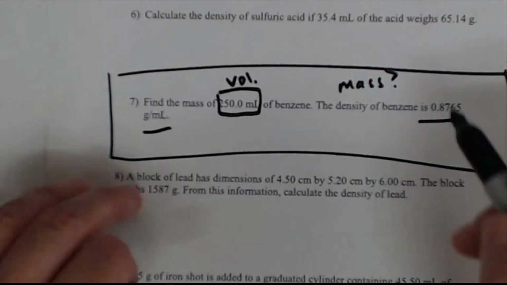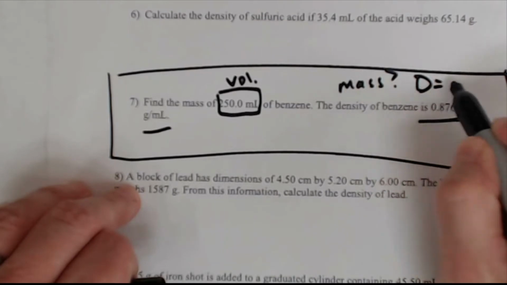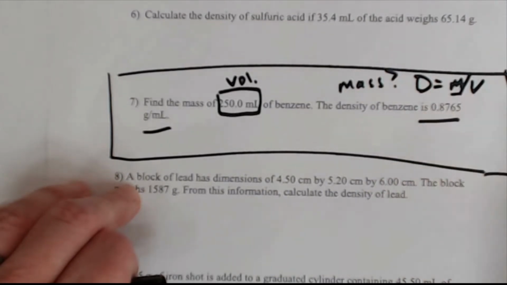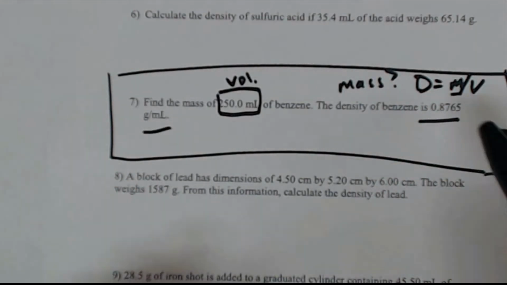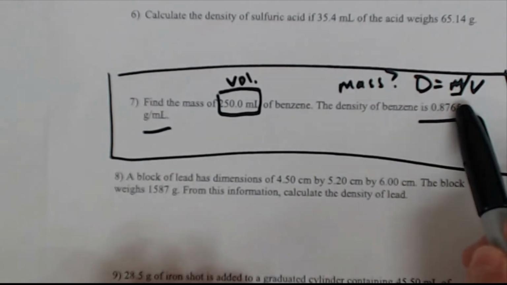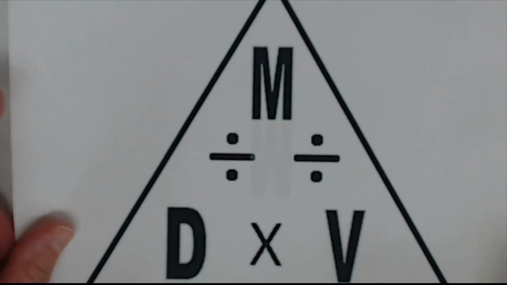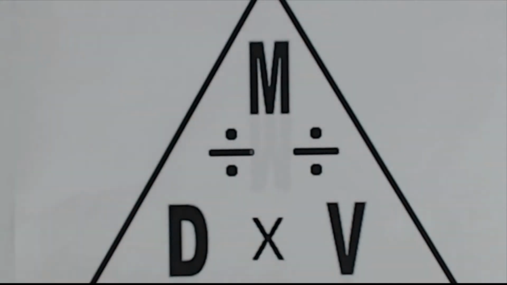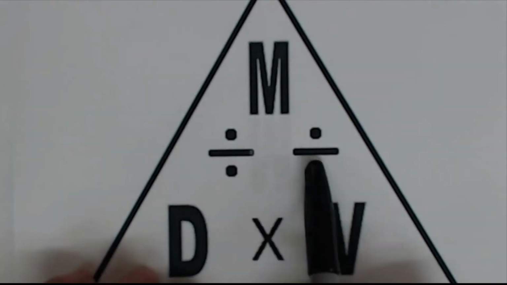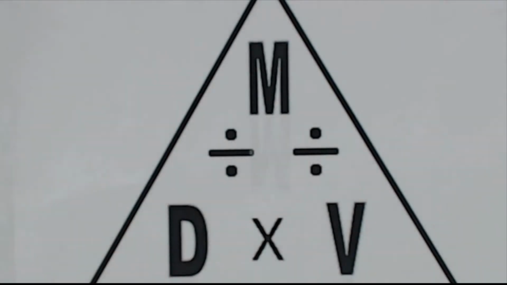Now, we can still use this formula, D equals M over V, in order to find the mass, but we have to work the formula a little bit, and we're going to do it algebraically. Look, you guys, we're using algebra. So what we're going to do is go to what we call the density triangle. You can see there are some division signs and a multiplication sign. We can manipulate this in order to figure out how we're going to set up our formula.